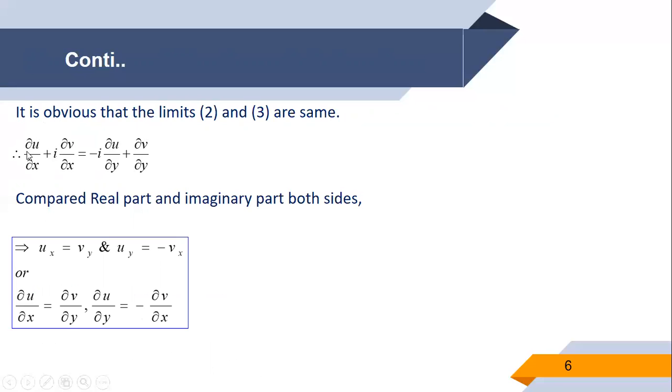We compare the real part and the imaginary part. So we get del u by del x is equal to del v by del y, and del v by del x is equal to minus del u by del y. That means we write ux is equal to vy and uy is equal to minus vx. This is called the Cauchy-Riemann equation.